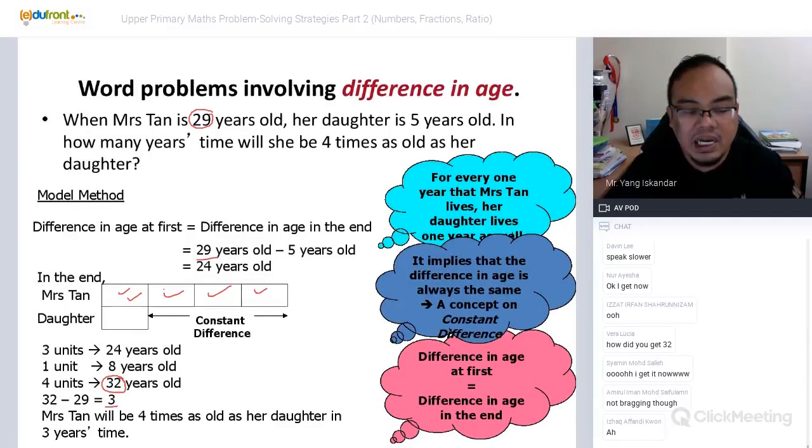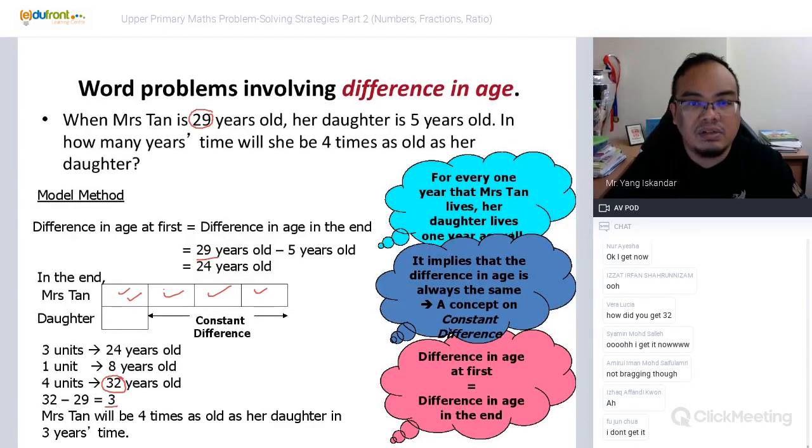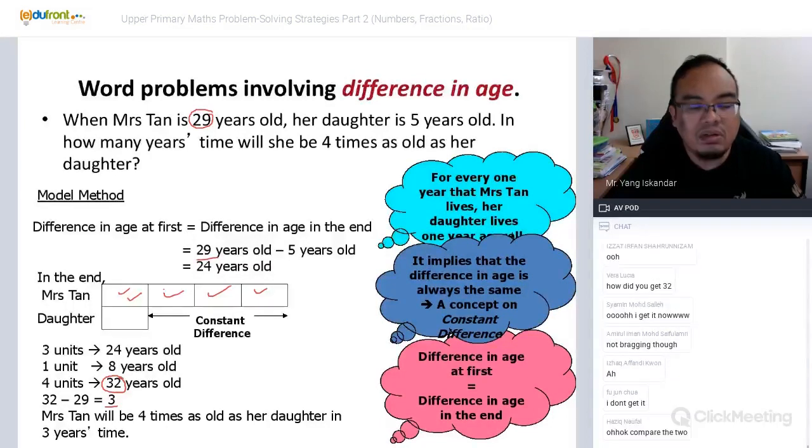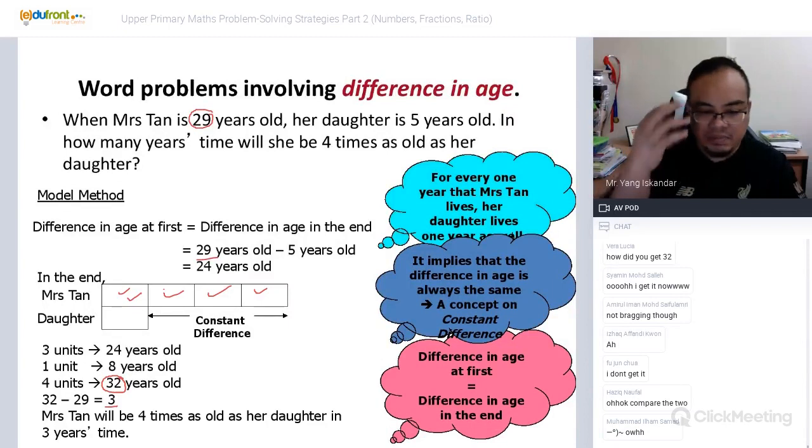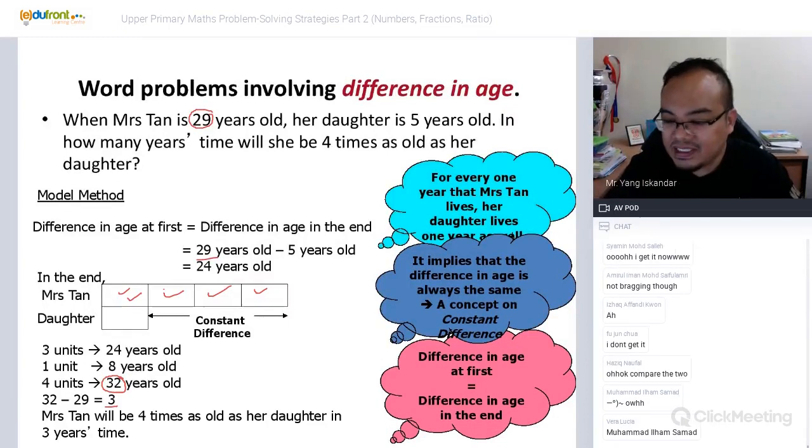Okay, that means right now Mrs. Tan is 29 years old. In 3 years' time, she will be 32. Okay, and her daughter will be 8 years old. Okay, and the difference will always be the same.